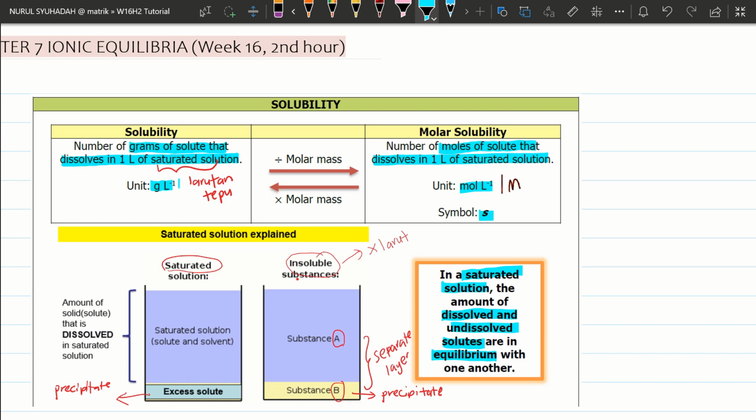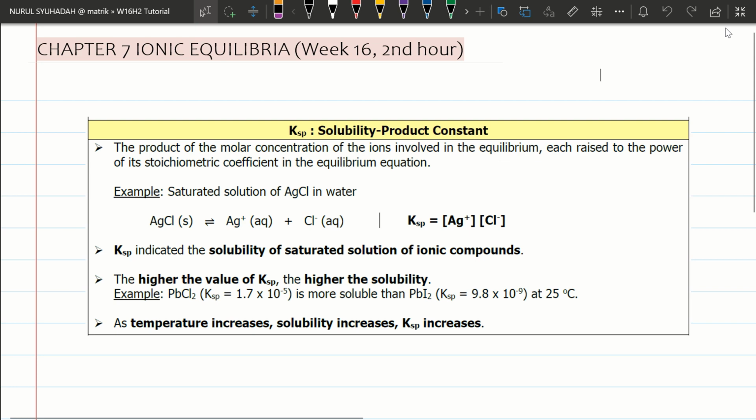Okay, let's look at the next one. The next one is Ksp, the solubility product constant. You meet the letter K again. Before this, which K's have we met? We have met Kc, the equilibrium constant for concentration, Kp, the equilibrium constant for pressure, Ka, the acid dissociation constant, Kb, the base dissociation constant, and Kw, the water dissociation constant. To add to the list, here we have Ksp.